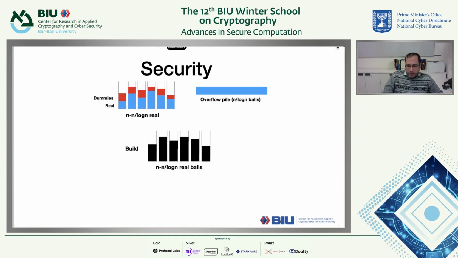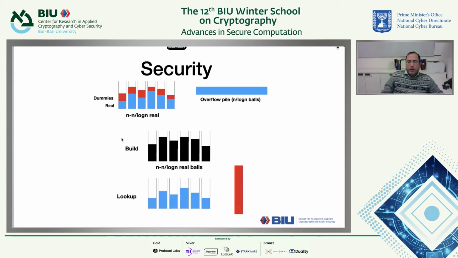So let's take a look at the security argument. In the build process, what we revealed are the raw loads of the entire structure, right? On this entire balls into bins, of n balls into the bins. During the build, we removed some of the elements to the side. And during lookup, we moved some of the elements to the overflow pile. And whatever real element is found in the overflow pile, we're going to visit a random bin during lookup.